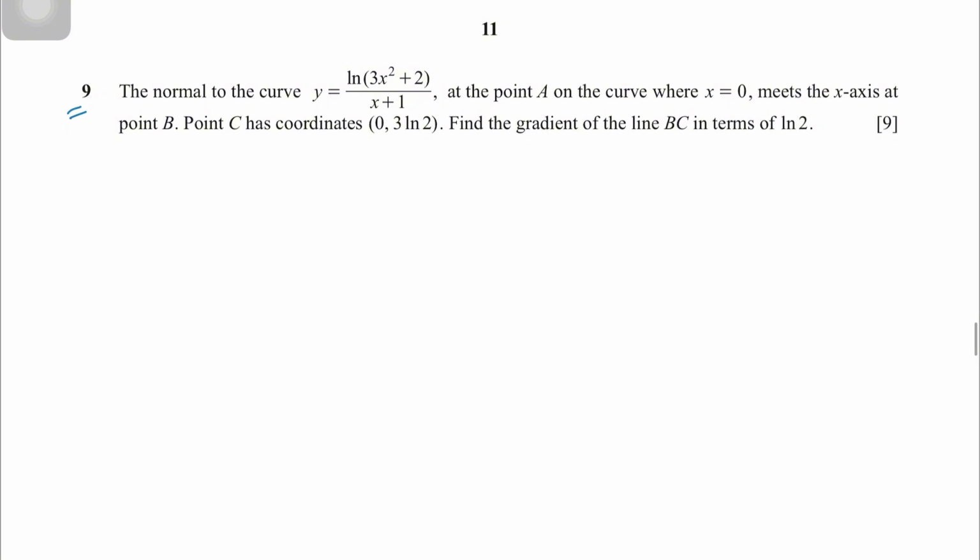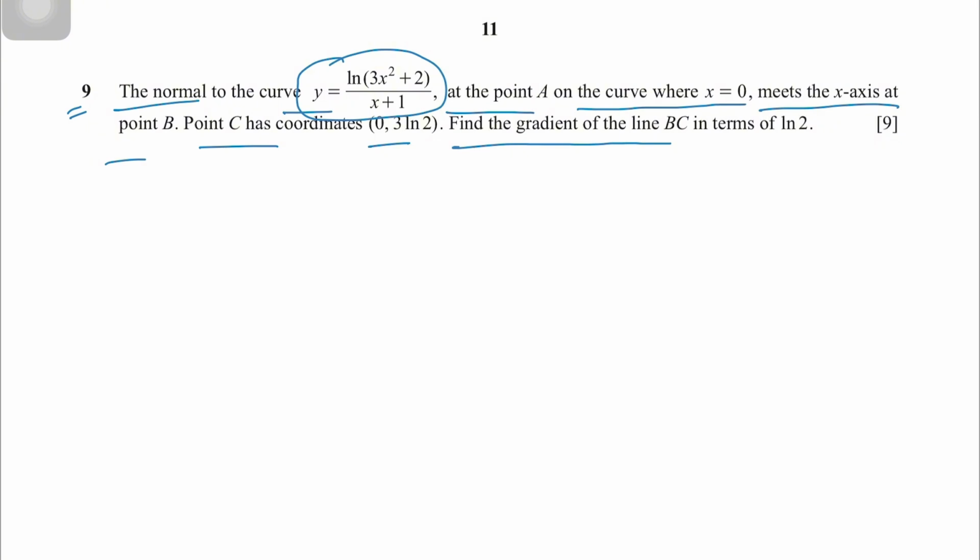Now moving on to question 9, we have the normal to the curve. The equation is given at the point A on the curve where x equals 0, meets the x-axis at point B. Point C has coordinates 0, 3 ln 2. Find the gradient of the line BC in terms of ln 2. It needs to be in terms of ln 2. So we need to make sure that the answer is in terms of ln 2, right?